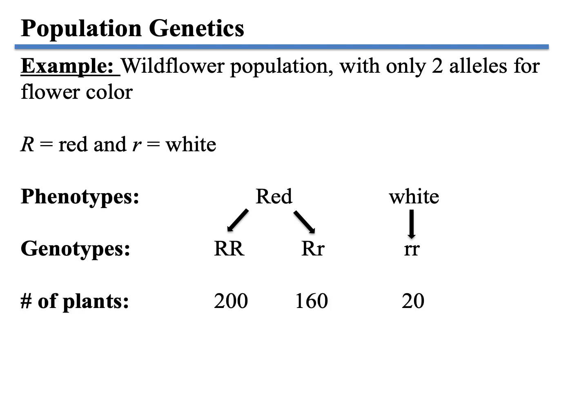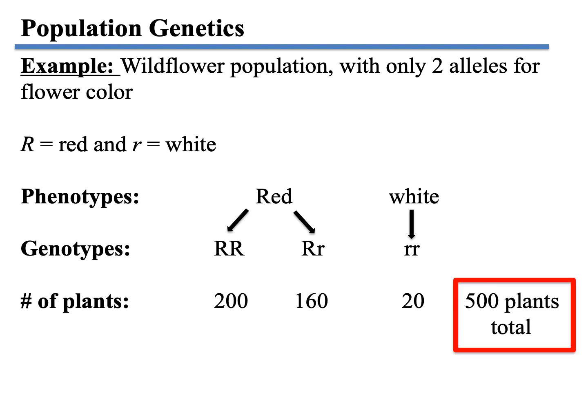Now, in this example, in this fictitious wildflower population, I'm going to give you some data and say that in this population, there are 200 plants that are homozygous dominant, 160 plants that are heterozygous, and 20 plants that are homozygous recessive. It's not too difficult math to just add that up and determine that that means there are 500 plants total in this population.